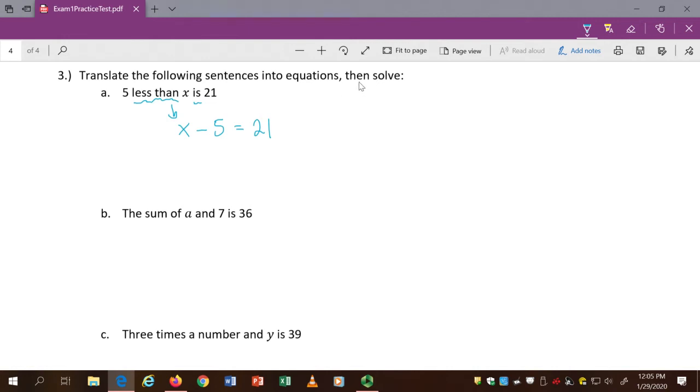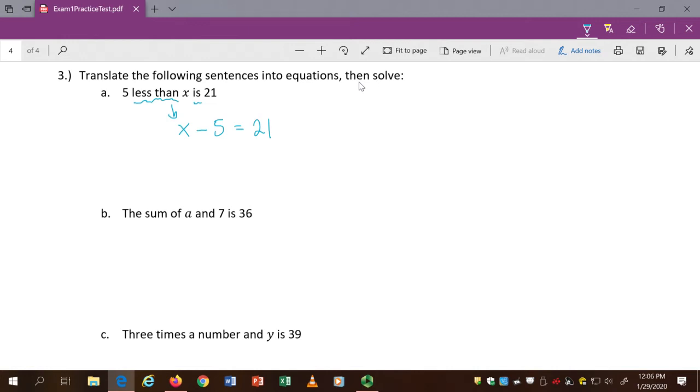Those are the trickier ones because you want to put them in order. You want to do 5 minus x, but just because of the way it's phrased, it actually ends up getting flipped into x minus 5 when you translate the equation. Normally, you can just read straight across and write stuff down.